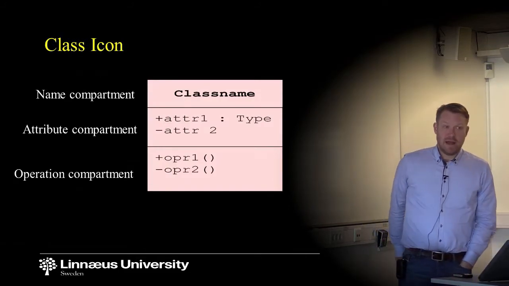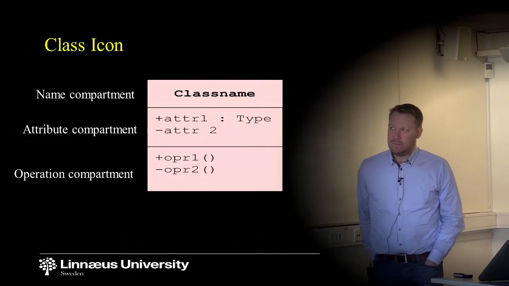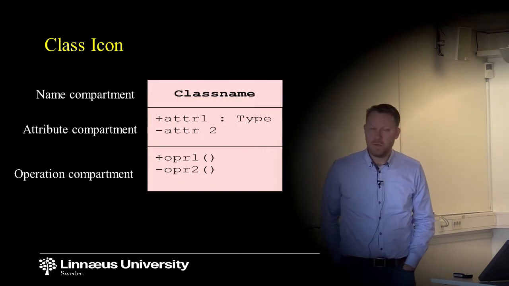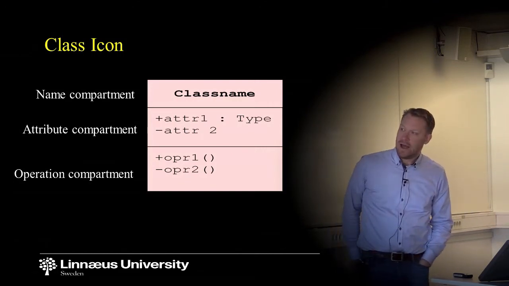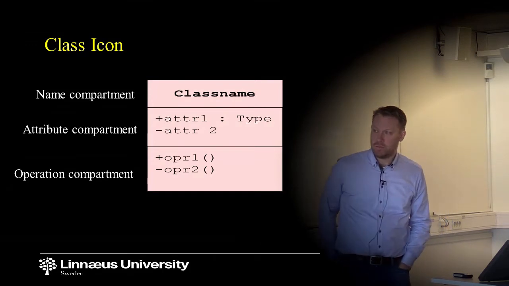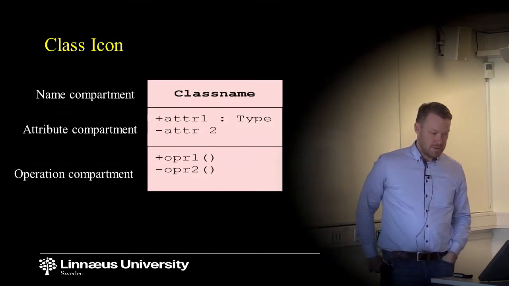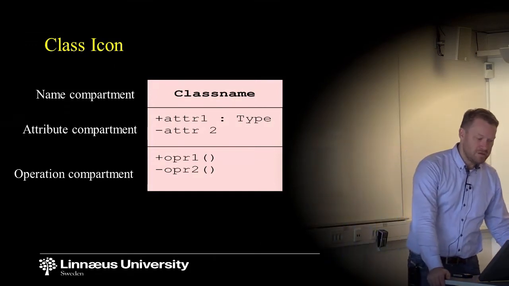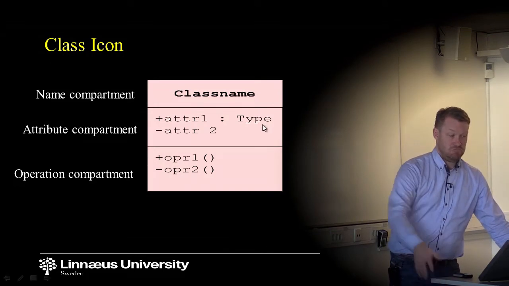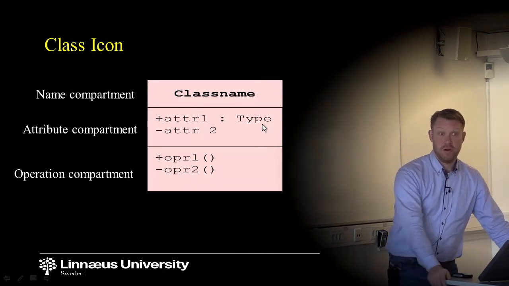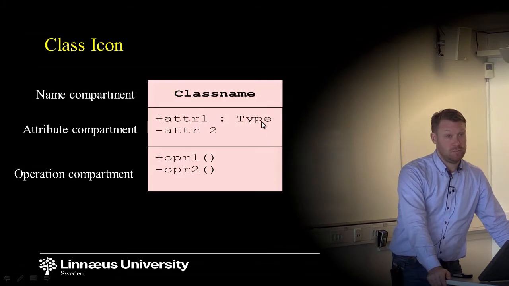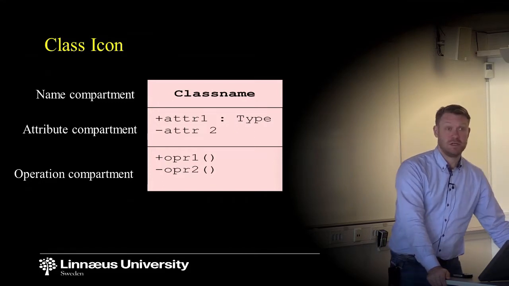So this is the class icon in UML. Three compartments: the name compartment, attribute compartment, and operation compartment. Since UML is a generic modeling notation, it provides support for most things, which means that I often get a question: do I have to use everything? And the answer is, of course, no, as long as you can express what you want to express.